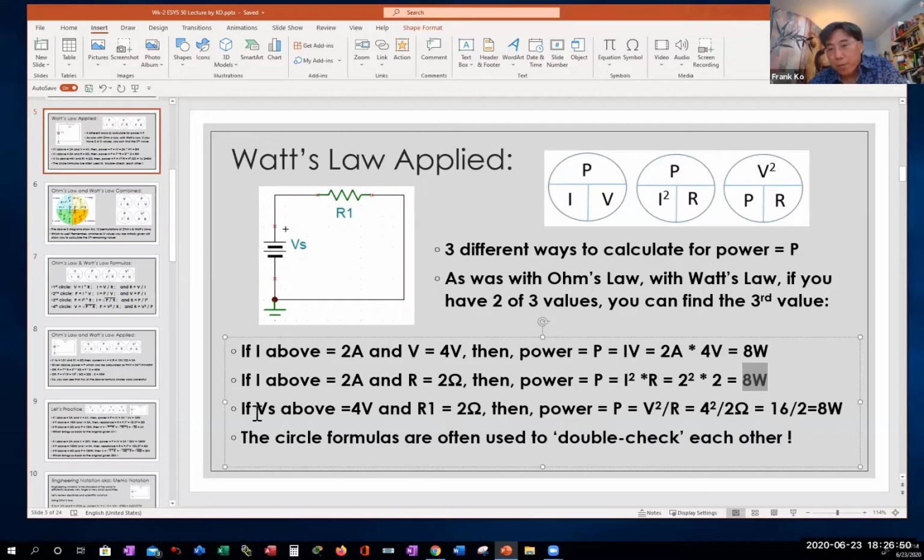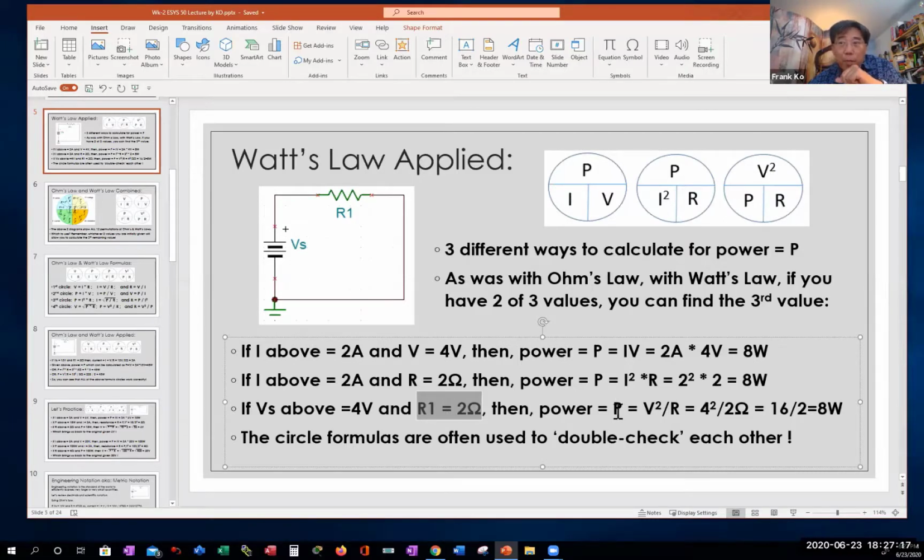Take a look at the third bullet point. The third bullet point says, if you're given a voltage source of 4 volts and you're given a resistance of 2 ohms, so you have a voltage, which is a V, you have a resistance, which is an R, and you're calculating for power. Which circle has the V, an R, and a P? Would be the last circle. The last circle says V squared is equal to P times R.